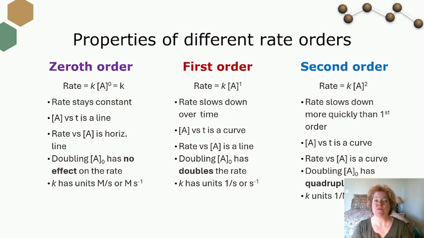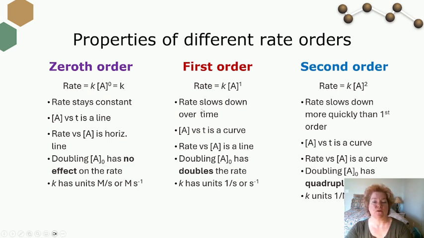So for 0th order, again, the rate is going to be constant. It's independent of the concentration of the reactant. If I have the concentration versus time, I get a line. If I have a rate versus concentration, I get a line, and it's a horizontal line specifically, not just any old line. So the big thing that we'll tend to use as a quick check is what happens if I double the initial concentration of the reactant and I measure the initial rate. If I double the initial concentration, nothing happens because it has no dependence on the concentration of A. And the units would be molarity per second.